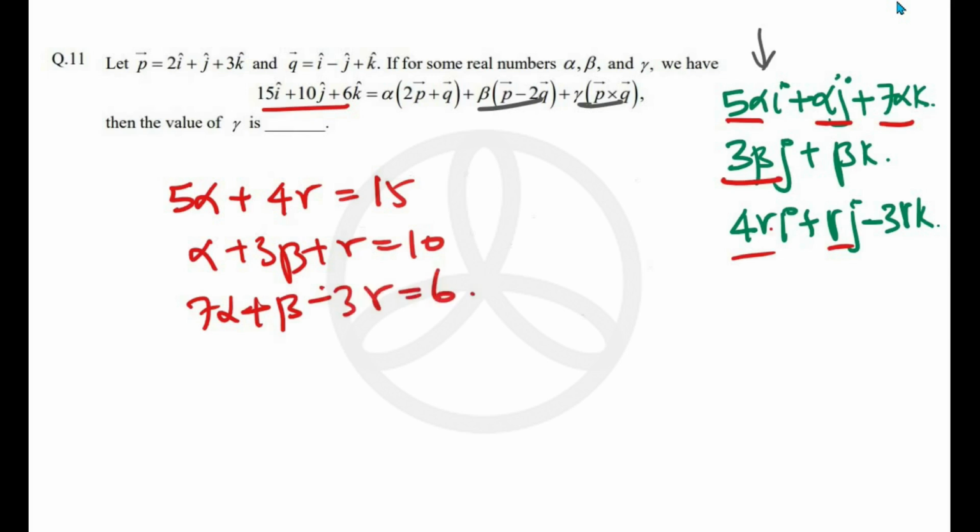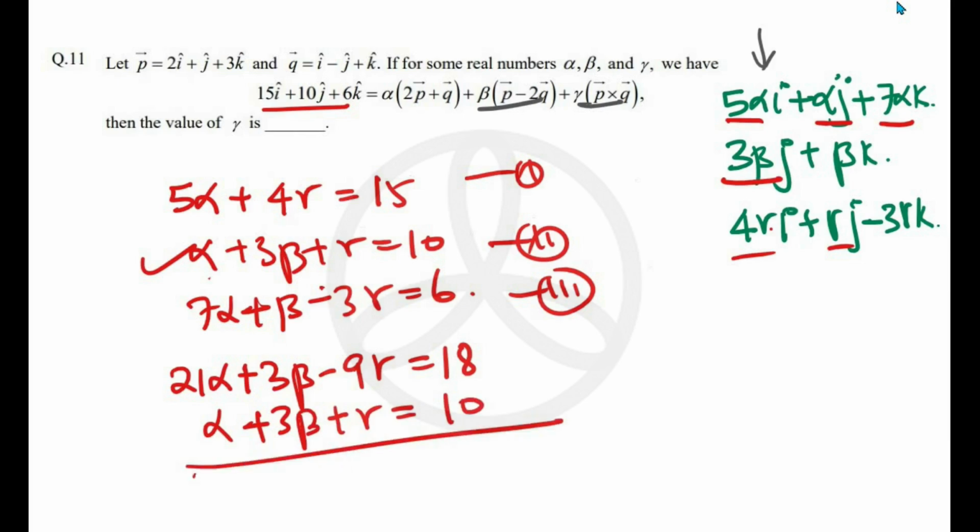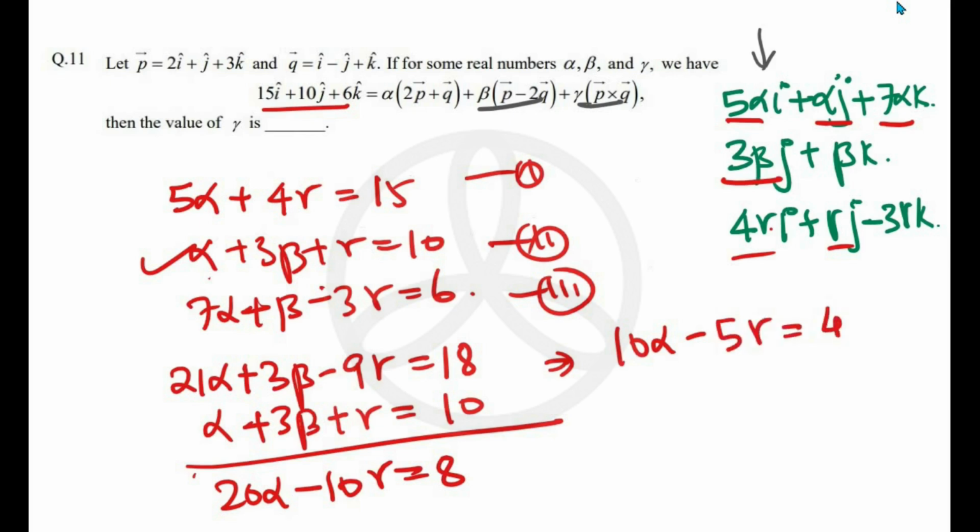Now, in order to eliminate beta from there, let us multiply equation 3 with 3, and this will become 21 alpha plus 3 beta minus 9 gamma is equal to 18, and subtract this one, which is alpha plus 3 beta plus gamma is equal to 10. When we subtract, we get 20 alpha minus 10 gamma is equal to 8. This will give us 10 alpha minus 5 gamma is equal to 4.